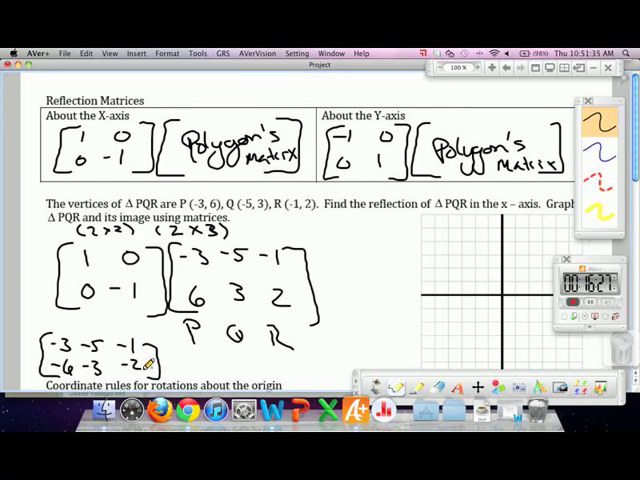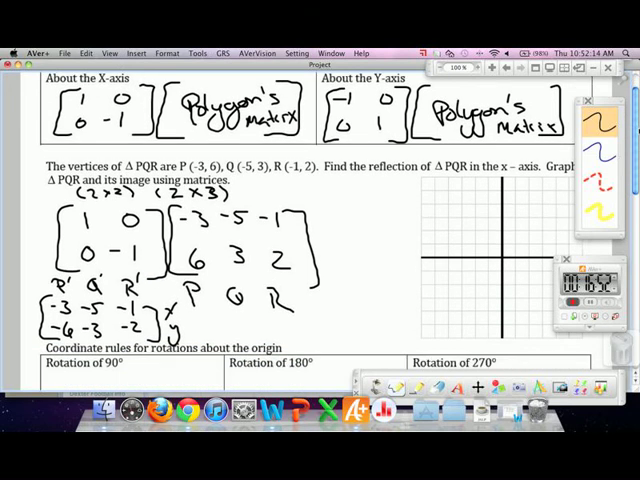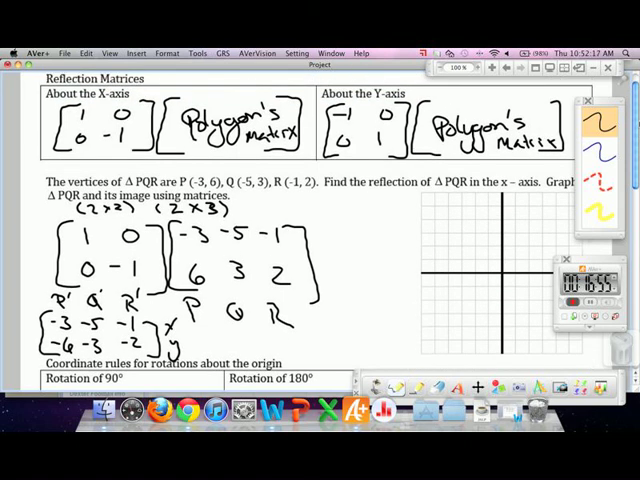Now, once you have this image matrix, you know what P prime, Q prime, and R prime are, these column vectors. And now you could plot these points as well over there. In the interest of time, I'm going to skip graphing this, but you can do it on your own. I can't remember if I mentioned this already: reflections are isometries, so they maintain the shape and the size.